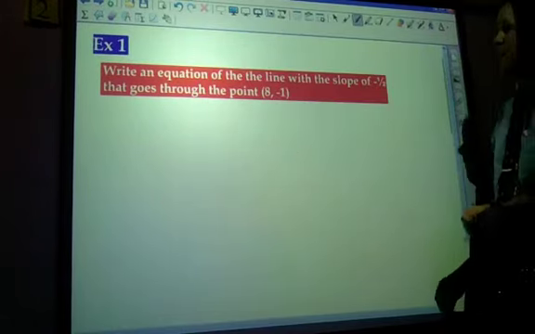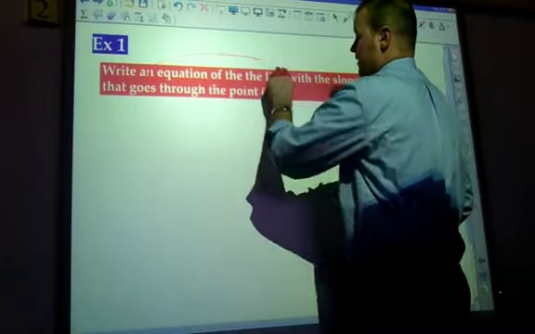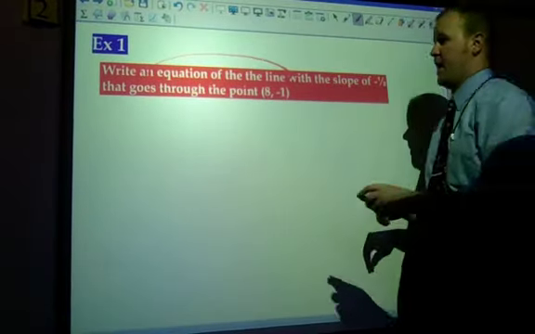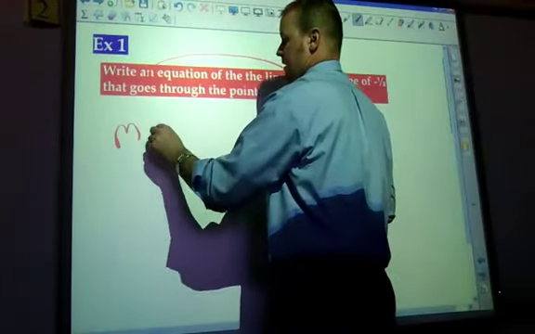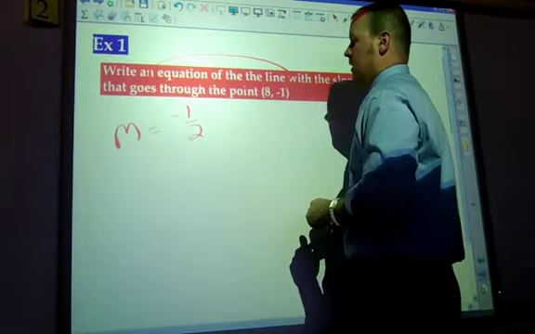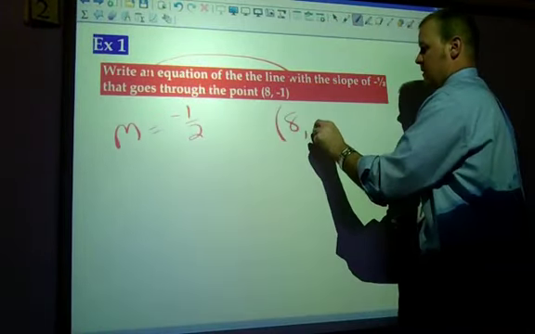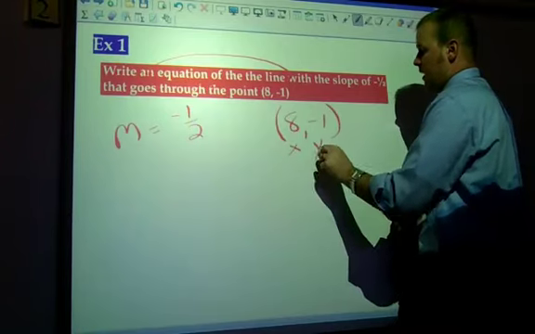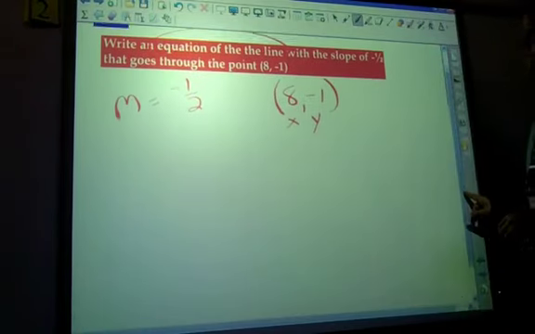So I'm going to write the equation of the line. In the end I do have to have the equation of a line with a slope of negative 1/2. So m equals negative 1/2. And the point, 8, negative 1, that has to be x and y. Alright, so let's give this a try.